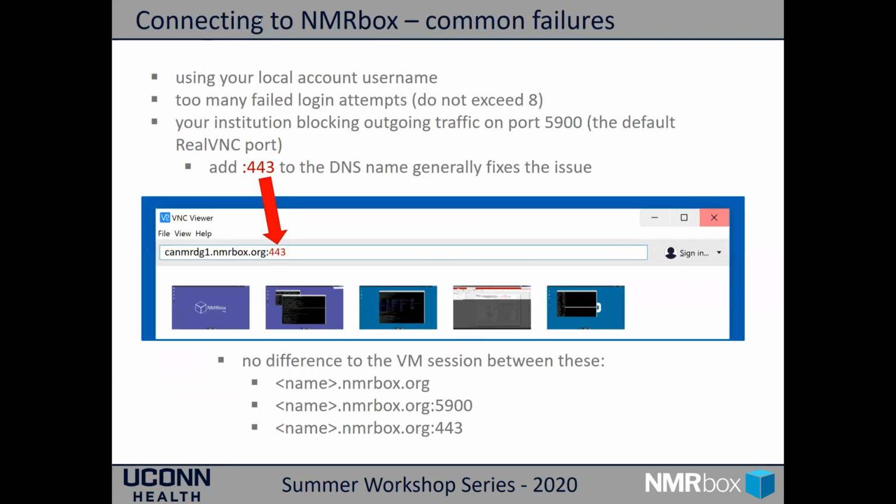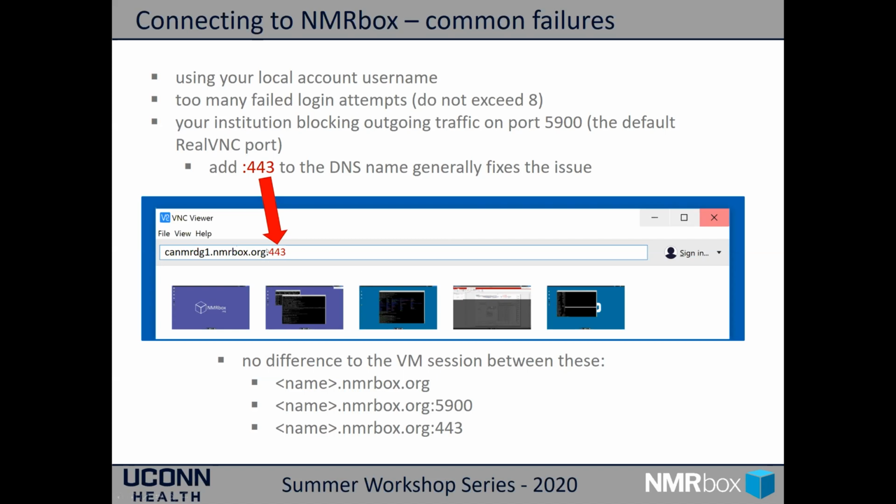Another very common failure for VNC connections is when we connect to whatever the server is, be it say carbon.nmrbox.org or username.nmrbox.org, sometimes you won't connect and you'll get a connection denied error. The most common cause of that is the institution that you're on is blocking the connection out. By default, VNC uses port number 5900, and it could be that your institution is blocking outbound traffic on port 5900.